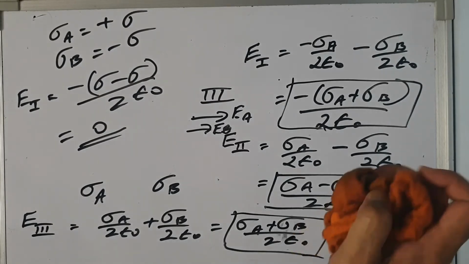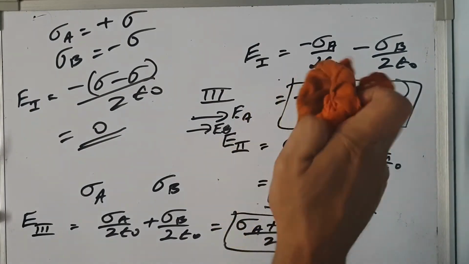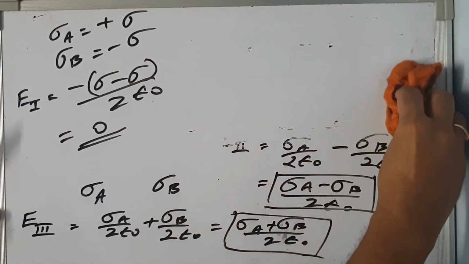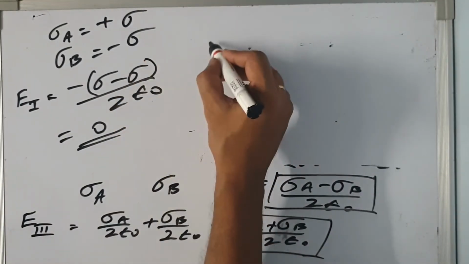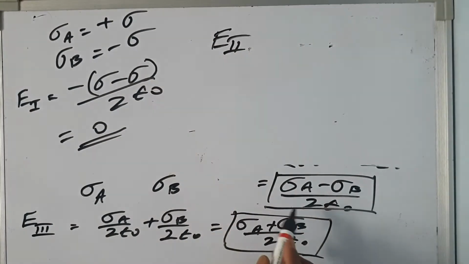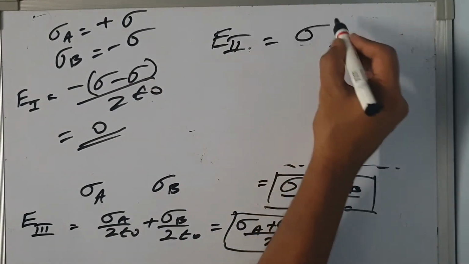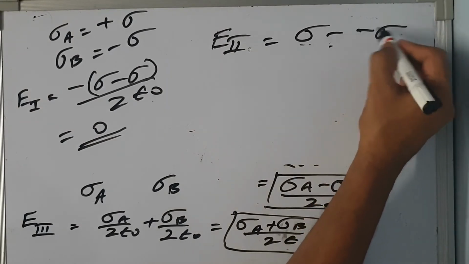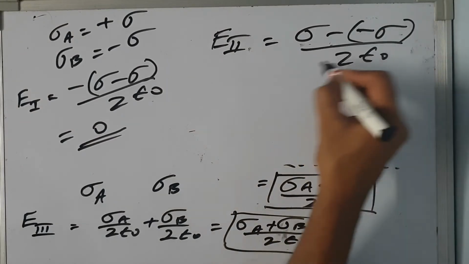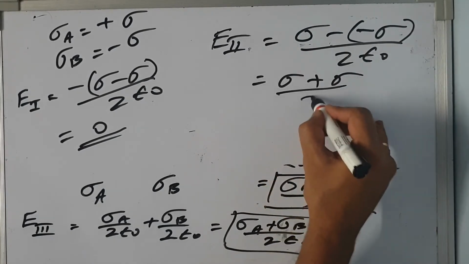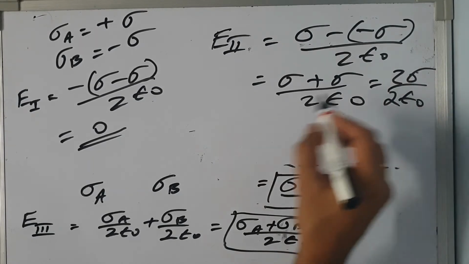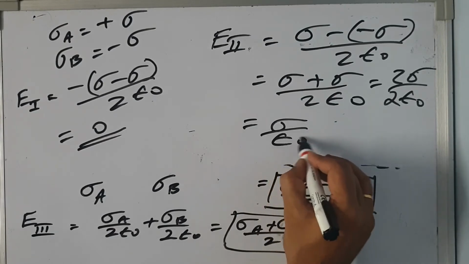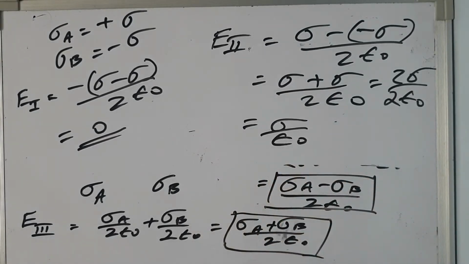Now, what about region 2? In region 2, this is the formula. Sigma minus of minus sigma upon 2 epsilon naught. That is sigma plus sigma upon 2 epsilon naught, that is 2 sigma by 2 epsilon naught. How much is that? Sigma by epsilon naught. This is in region 2, that means between the two plates.